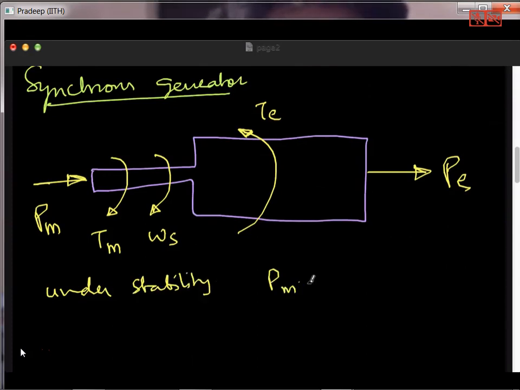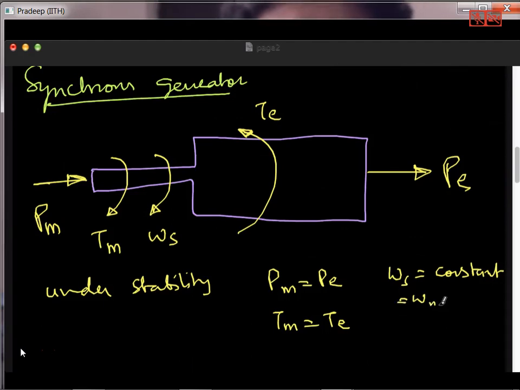So again, under stability we have PM equal to PE, Tm equal to Te, and omega s is constant. Omega s, or you can also say omega m. Omega m is the mechanical speed in radians per second. Omega s is the synchronous speed, also in radians per second. But anyway, under stable conditions, both are equal.